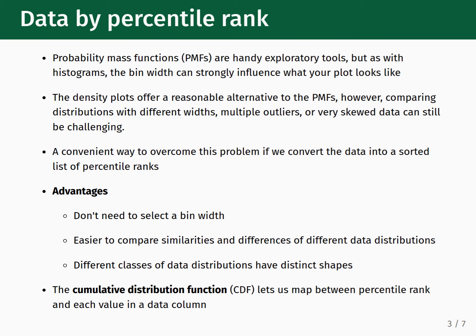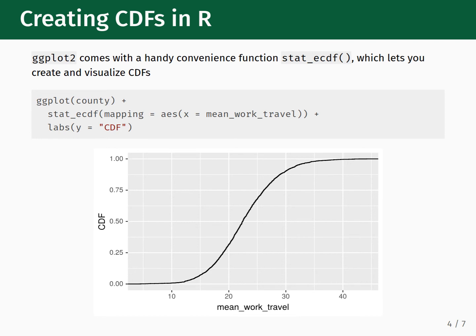Plots that provide a map between the percentile ranks and the values in a data column are known as cumulative distribution functions, or CDFs. ggplot2 comes with a handy convenience function called stat_ecdf, which lets you create and visualize CDFs very easily. We set up the ggplot visualization in the standard way, and instead of a geom, we have stat_ecdf. Inside of the aes mapping, we set x equal to our data column mean_work_travel. We run the code, and we get our visualization.